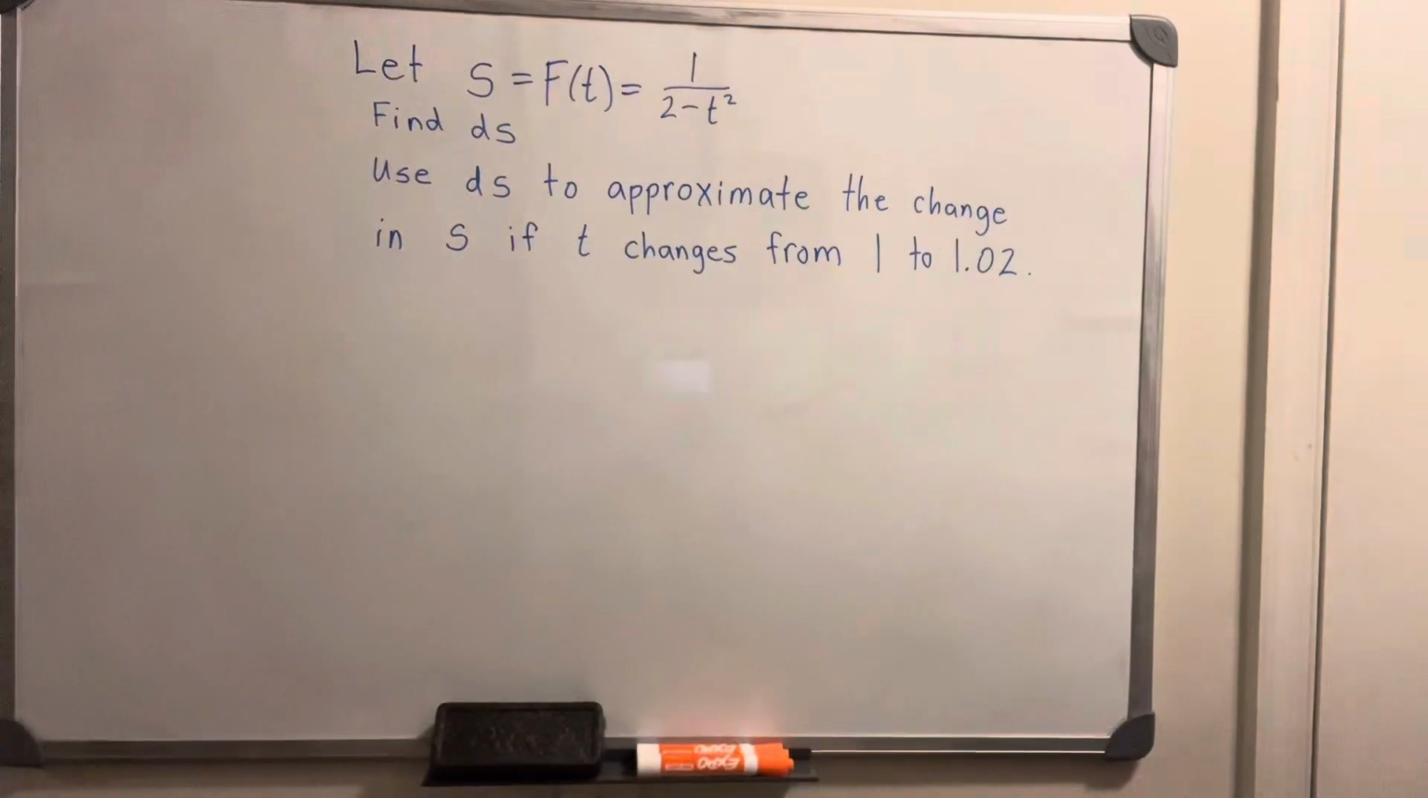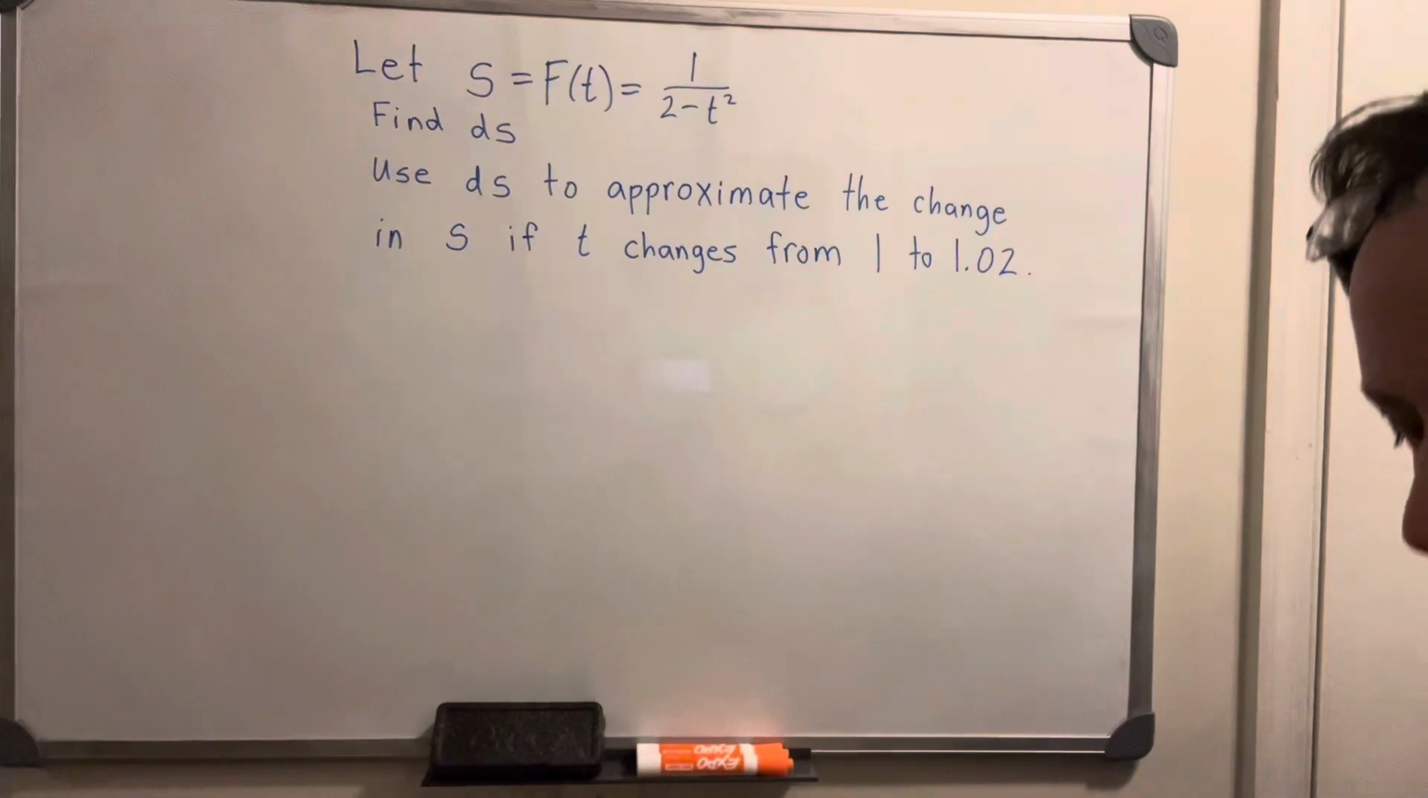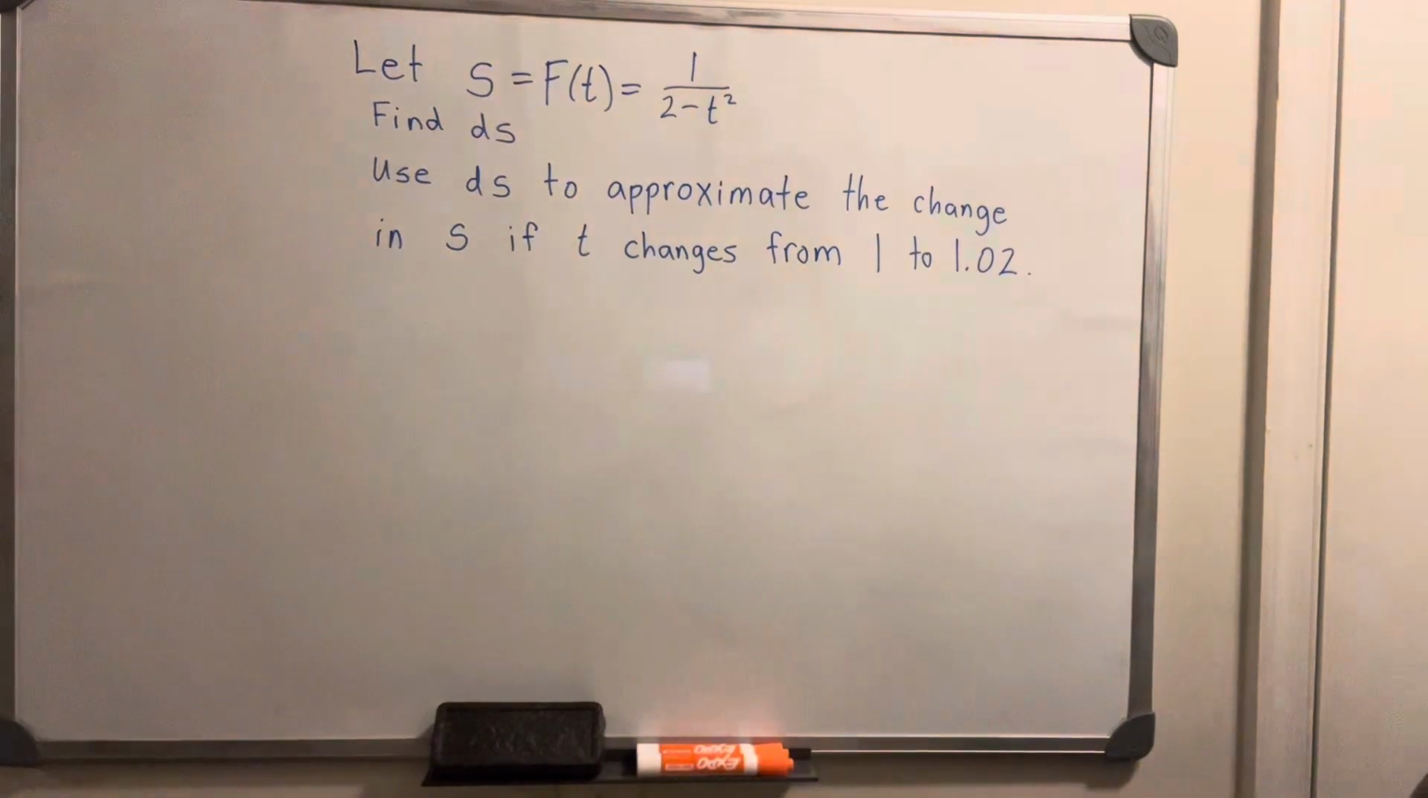This problem says let S equal f of t, which is equal to 1 over 2 minus t squared, and find ds. And then use ds to approximate the change in S if t changes from 1 to 1.02. And so we're working with differentials, because ds is a differential.